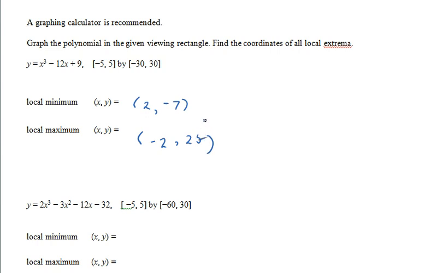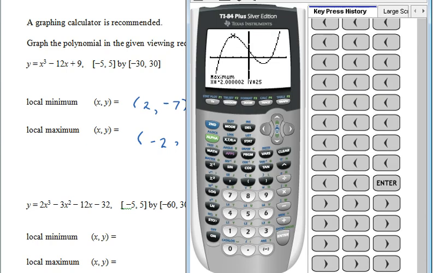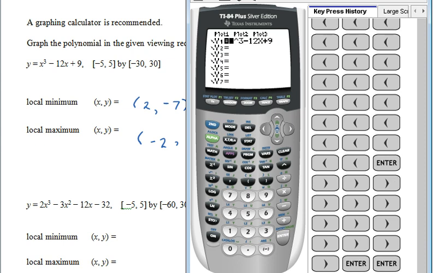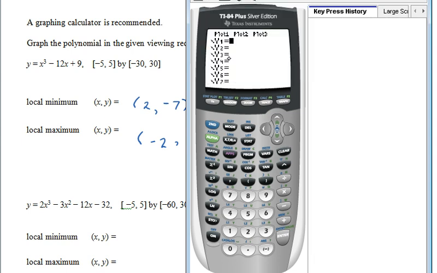So negative 2, 25 is the local maximum. The local maximum is 25. It occurs where x equals negative 2. So let's move on to the second function. Go back to the y equals screen, press clear, and I'm going to clear the key press history again.